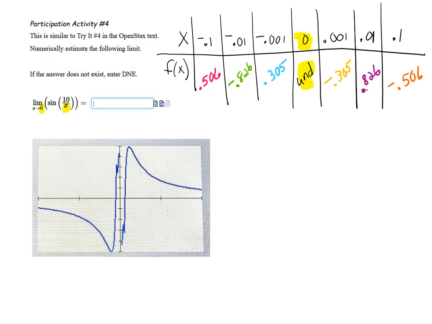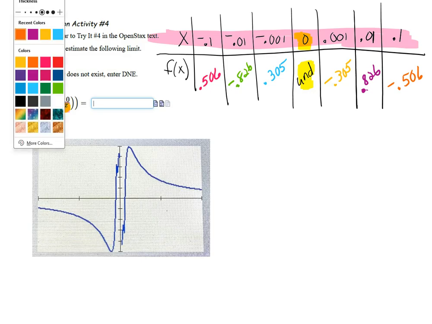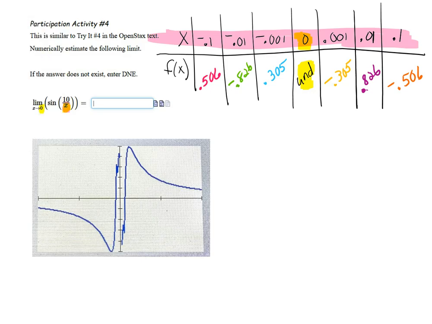Technically it's undefined, but that doesn't necessarily mean that it doesn't have a limit. You have to look at what's happening from the left side and what's happening from the right side. And so I went ahead and plugged and chugged all of these numbers, all of these x's. I plugged them in where this x is, and I calculated it. And I'll give you an idea where they're at. 0.506 when x is negative 0.1.